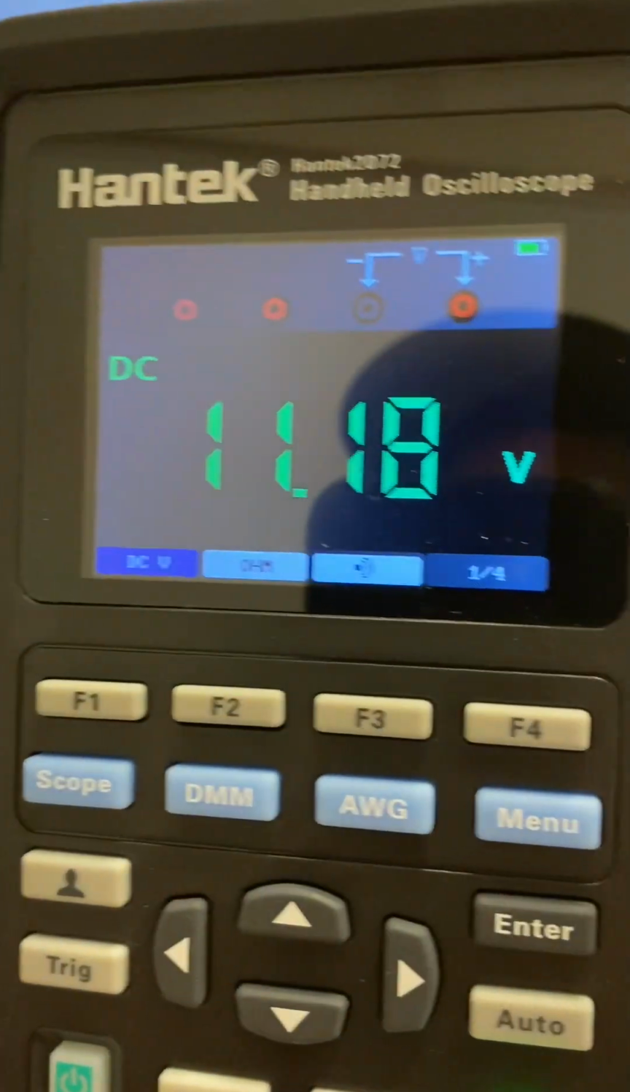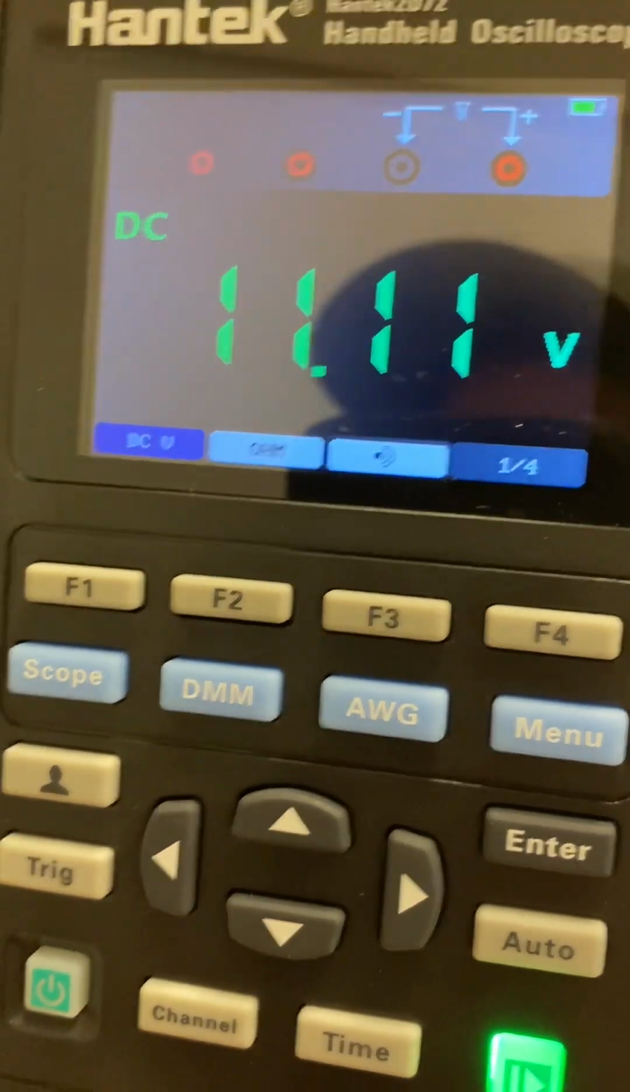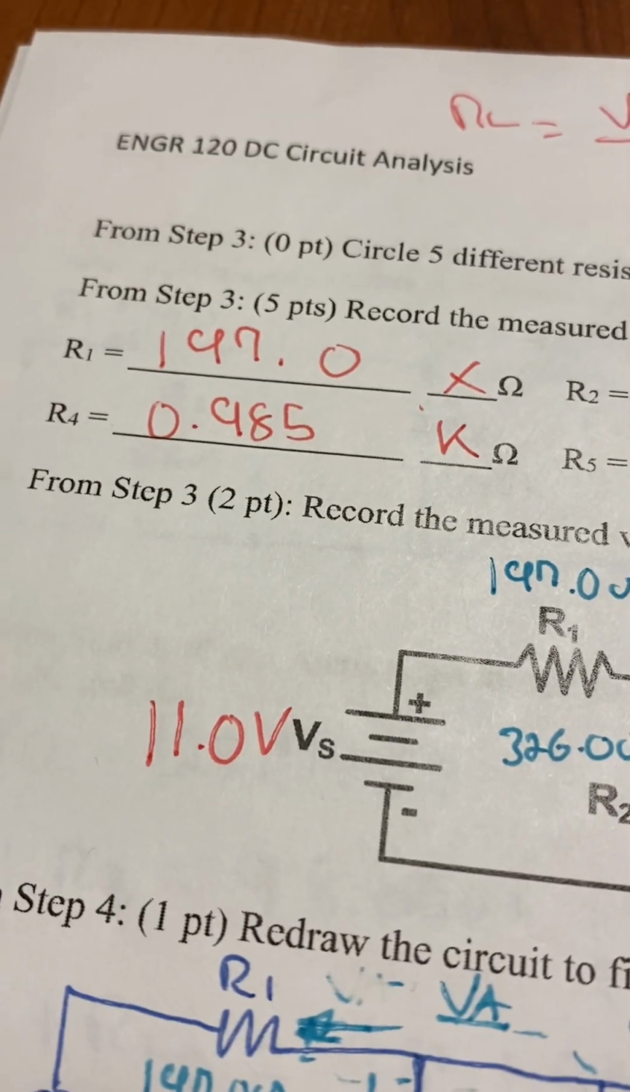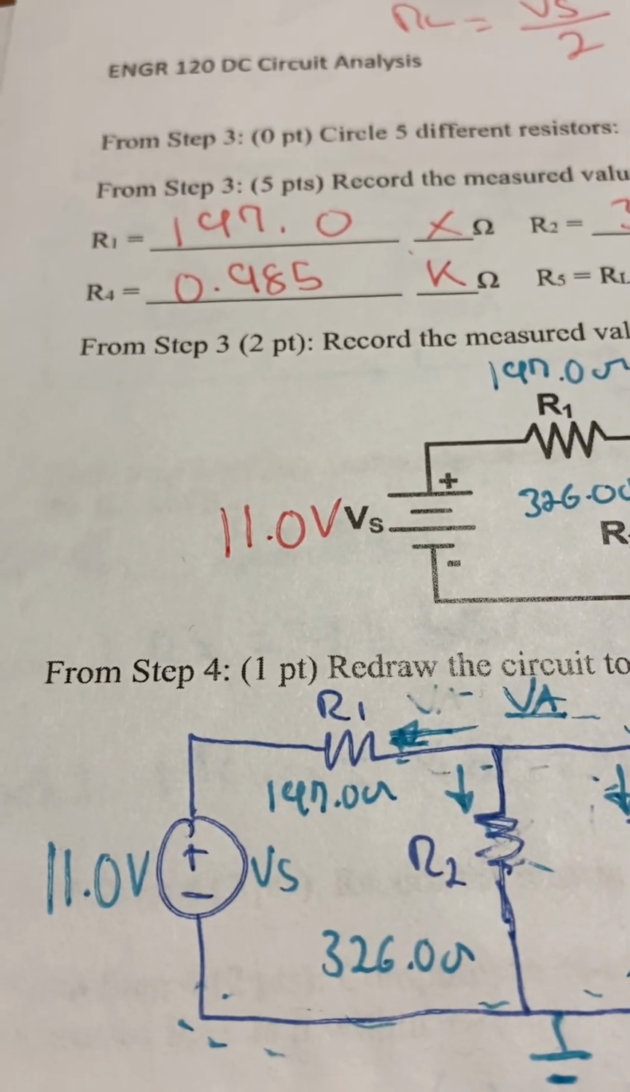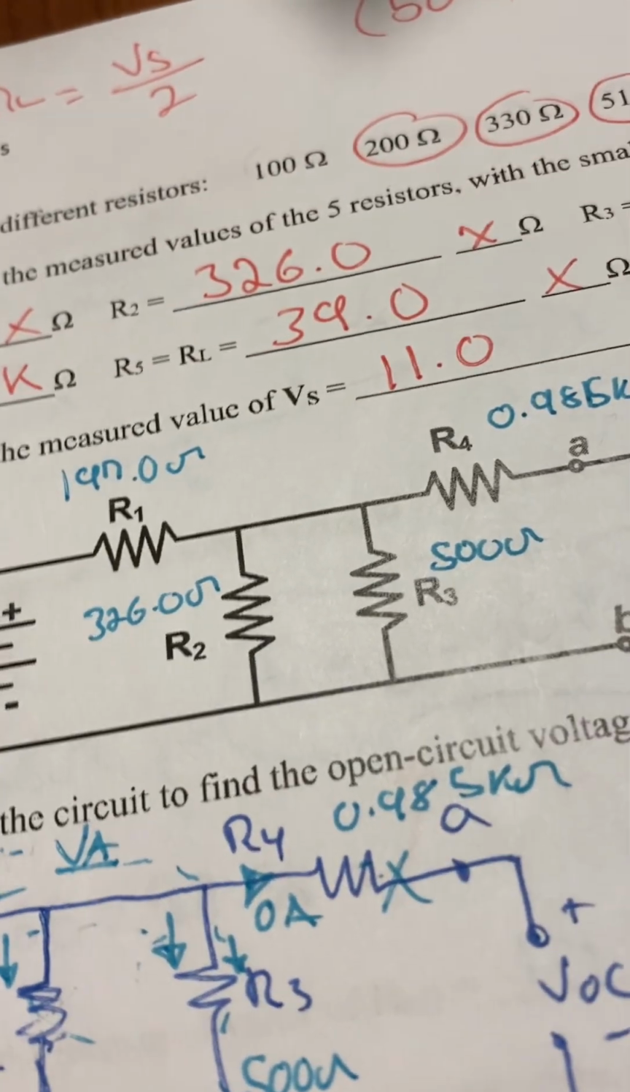Oh yeah. And then my voltage is about 11. Did you see this? The dial moved a little bit, but that's alright. But when I did my circuit, my resistor 1 is 197, R2 is 326, R3 is 500, R4 is 0.915, and my load resistor is 39 ohms.